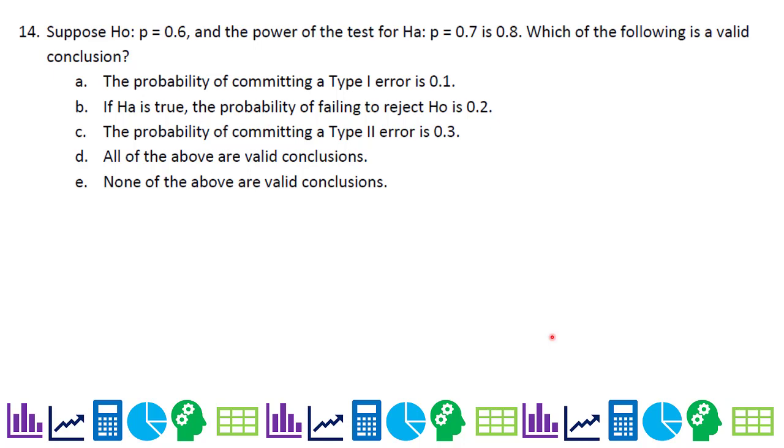Number 14, suppose that our null hypothesis is P equals 0.6 and the power of the test for our alternate P equals 0.7. By the way, that's a very unusual alternate, but okay, is 0.8. Which of the following is a valid conclusion?